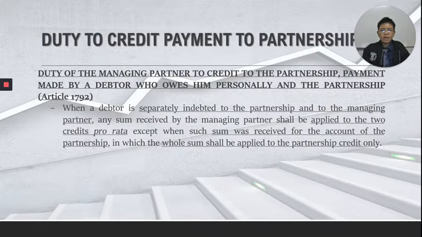So, yun ang kailangan nating tandaan. Kailangan niyang i-share. Bakit ganon? Kinolekta na nga niya for his own personal account. Bakit kailangan pang i-share sa partnership? So, remember in 1792, ang pinoprotektahan niyan is the interest of the partnership. Remember, in a partnership, the interest of the partnership comes first. So, mauuna yan. Kaysa sa personal na interest ng mga managing partners. Bawal daw unahin ng managing partner ang sarili niya.